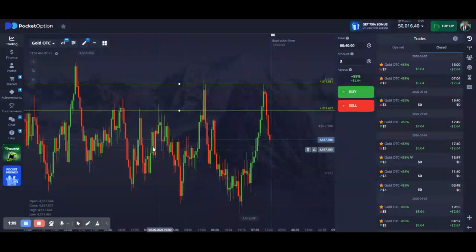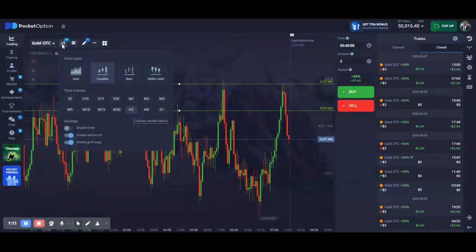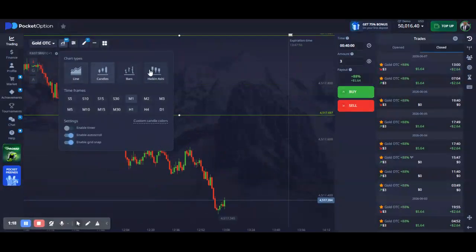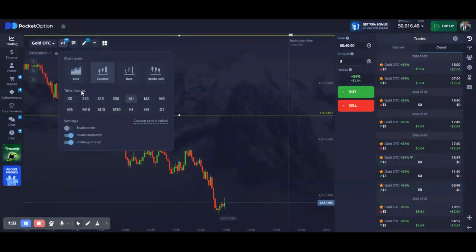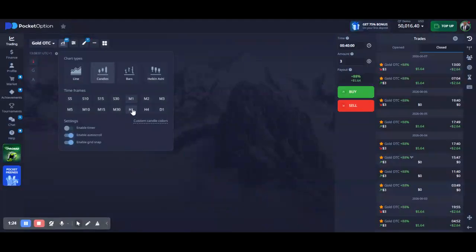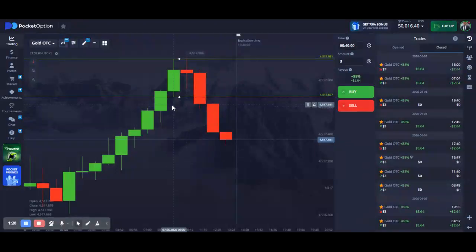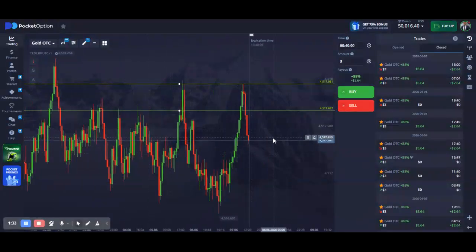So if you want to backtest for the 1 hour, this is where you go to, the candles. This is for the candles. Then your time frame, look for the 1 hour, and then that's it. Then you scroll. The time is 13:08, so this is 1 o'clock.